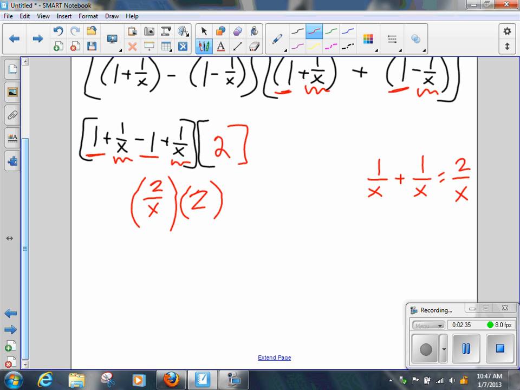times 2. Can I rewrite 2 as 2 over 1? And now we're multiplying fractions, and what do you get? 2 times 2 is 4. x times 1 is x.